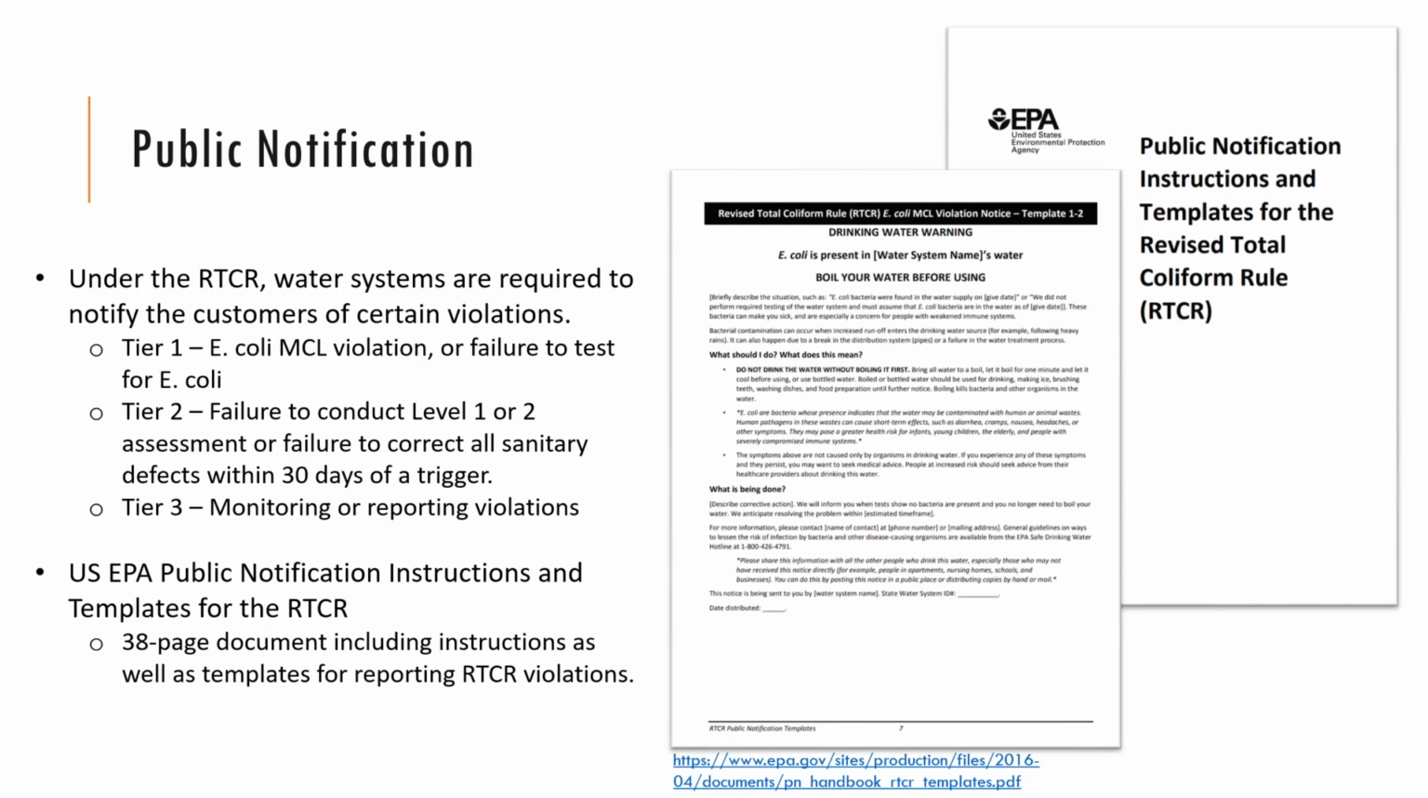I got this information from US EPA's 38-page manual where they list instructions for issuing public notices. This manual itself includes templates which can be used for each individual notice. Many state agencies have also created templates of their own, for example, boil water notices or notices for an E. coli MCL violation. So operators are recommended to visit their state primacy agency's website and see if they have a state-specific template. But if they don't, they can definitely use EPA's list of templates to send to the public.